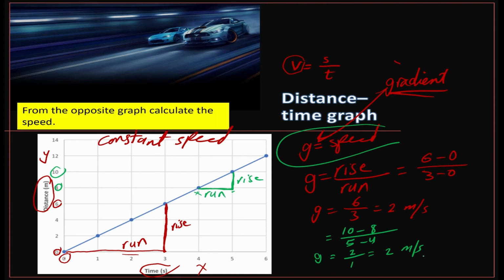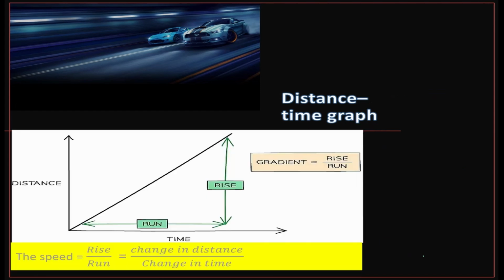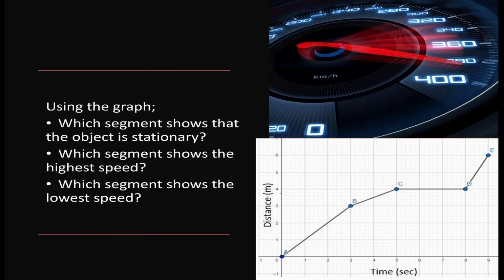We have here a clearer one. The gradient equals rise over the run. Okay, the rise is the change in the y-axis, the distance traveled, divided by the run, which is the time taken to travel this distance. Okay, try to get this one again. I think we can get this. For example, here, can you calculate the speed in segment AB? Of course, yes.